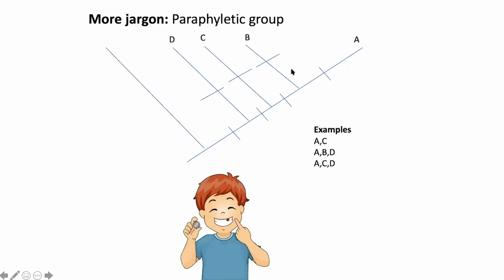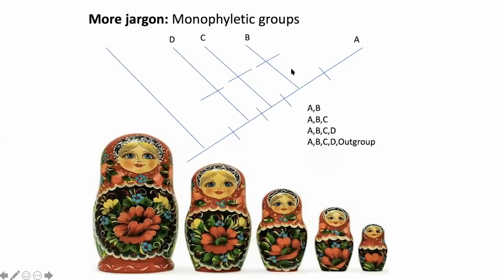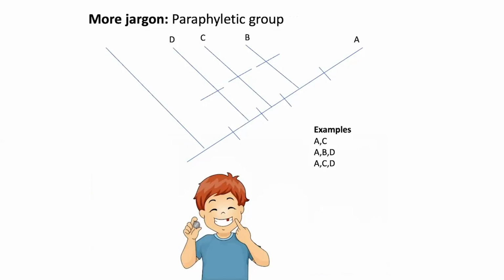And so for monophyletic groups, I always think of these as being like Russian nesting dolls, where you have a small group, all of it encapsulated into a larger group, all of it encapsulated into an even larger group. And for paraphyletic, the way that I picture that is it's kind of missing a tooth. You've created a group of taxa, but you've left out one of them. And that left out one is like a missing tooth in the phylogeny.